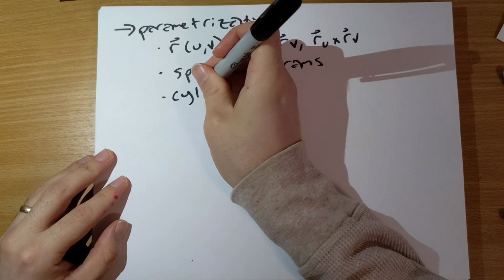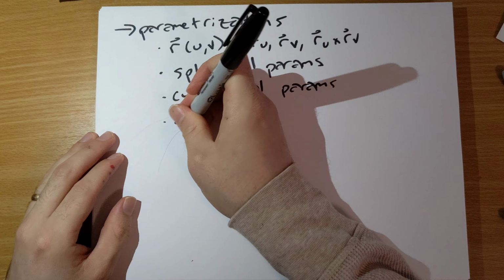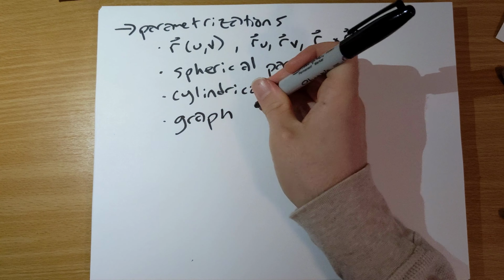We also, in the last set of videos, learned about cylindrical parameterizations. So this is going to be parameterizing a cylinder, not a sphere, with radius R centered on the z-axis here, and our parameters will be theta and z. Here's the parameterization. Here's the cross product. There's the magnitude of the cross product. There's one more parameterization that we should talk about, and that is the graph of a function.